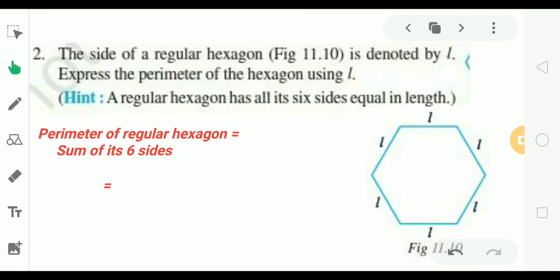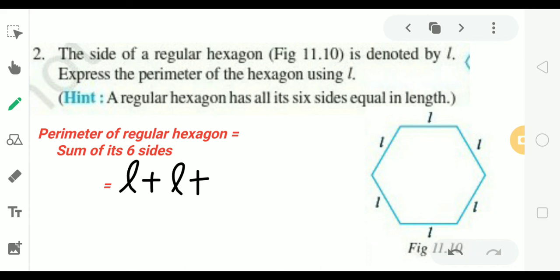Similarly, one more, the same model. The side of a regular hexagon is denoted by L. Express the perimeter of the hexagon using L. A regular hexagon has all its 6 sides equal in length. So similarly, as we had seen in the case of the equilateral triangle, in order to get the perimeter of a regular hexagon, we need to add the measures of all the edges. So there are 6 edges. So 6 times we have to add L.